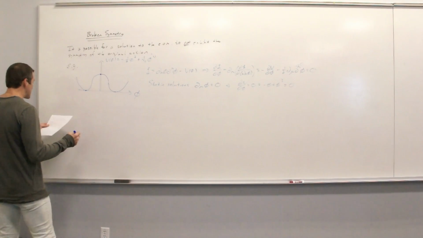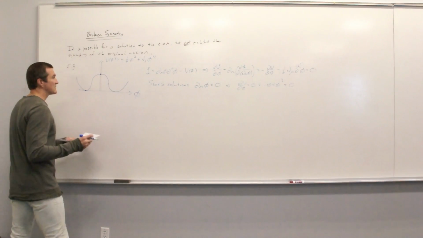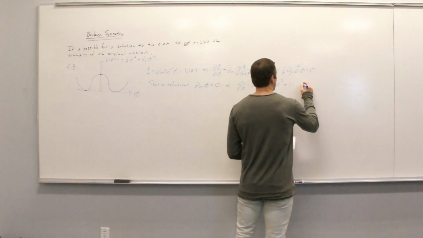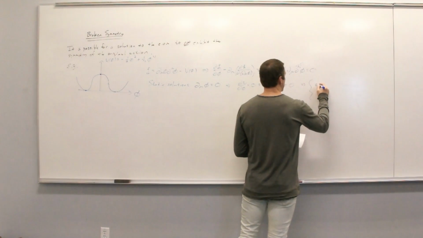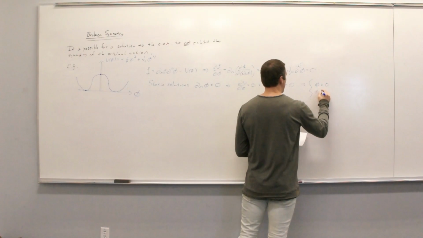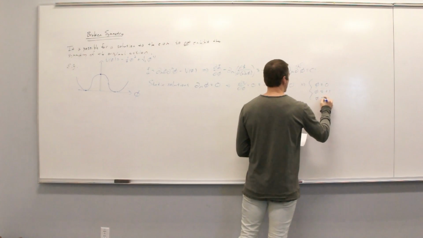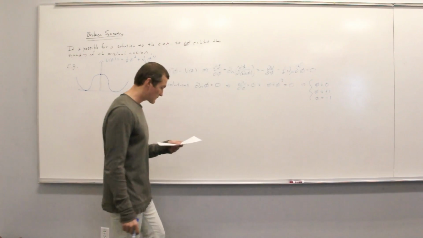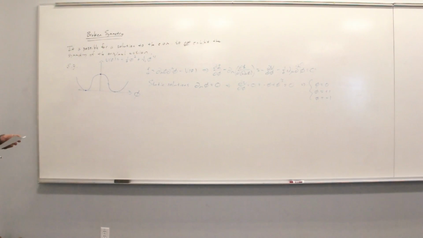But here's where it's interesting. Okay, so for the solutions to this, we have 3. We have phi equals 0, we have phi equals +1, and phi equals -1. All right?